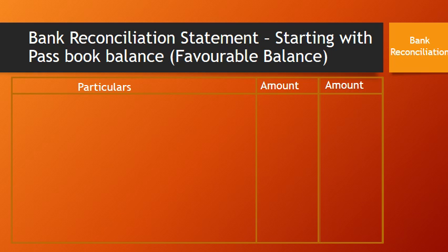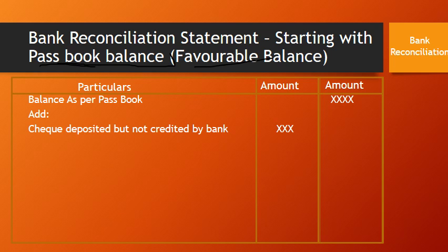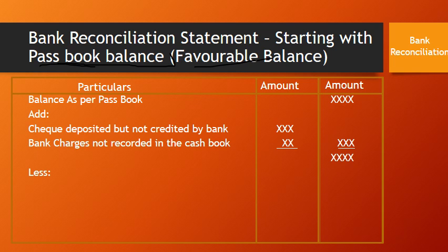Okay, now we will talk about starting a passbook with a passbook balance or a bank statement balance with a favorable balance. The template is just the reverse of what we have seen earlier. Bank balance as per passbook, I am taking it. Whatever we deducted in the earlier case, that we are adding back: check deposited but not credited by bank, and bank charges not recorded. These two things we deducted in the earlier template, now we are adding back. The same way, we are deducting whatever we added in the earlier option.